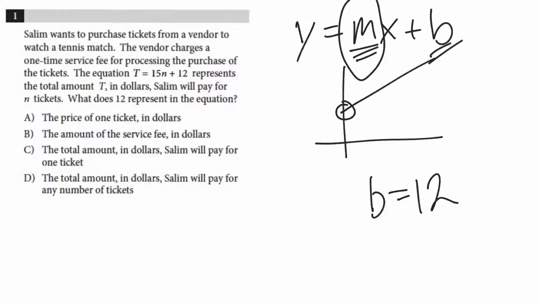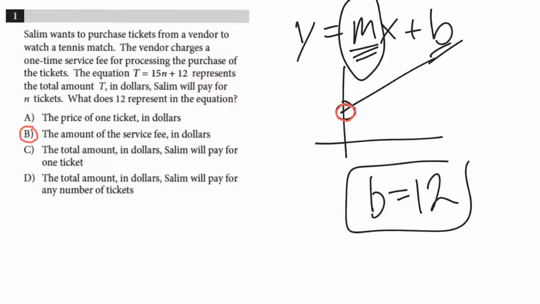Well, that sure sounds like it, right? We've got a set service fee, and regardless of how many tickets we buy, we're going to be paying that $12. So I'm going to say B. Let's read the rest of our solutions.